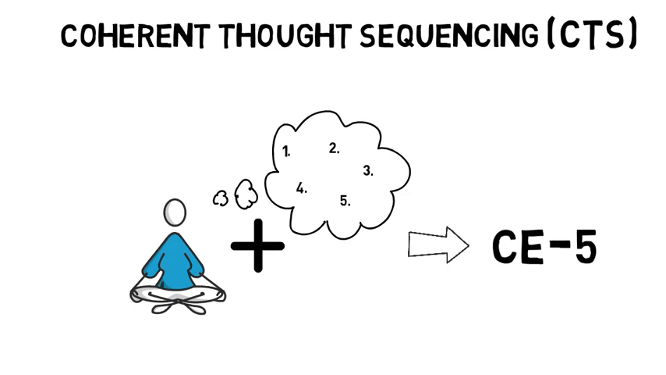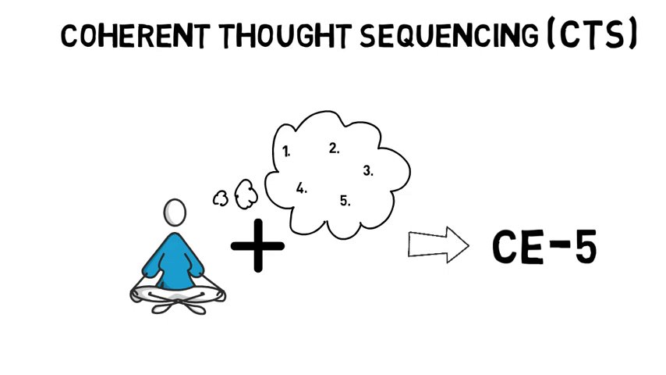So what is Coherent Thought Sequencing, or CTS? Coherent thought sequencing is kind of what it sounds like. You use your thoughts in a coherent way and you run through a sequence that you repeat, and this allows you to make contact. The sequence is basically a series of imageries.